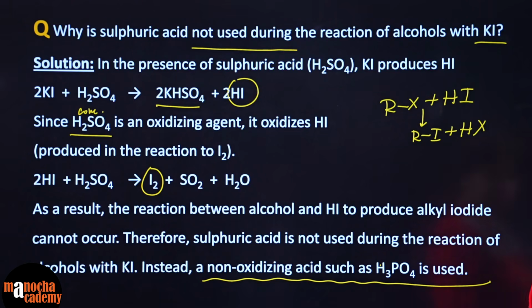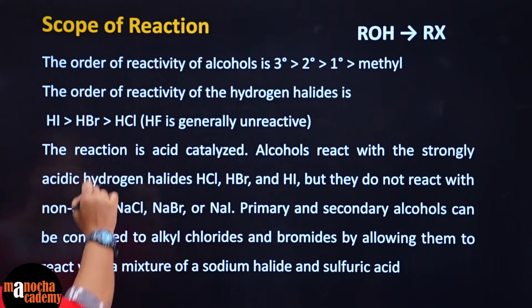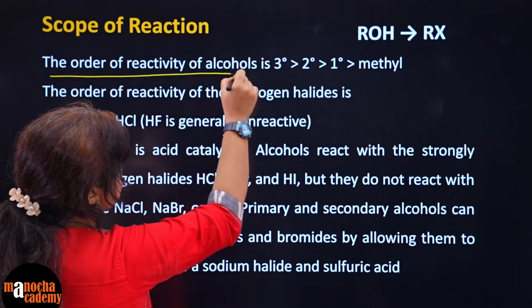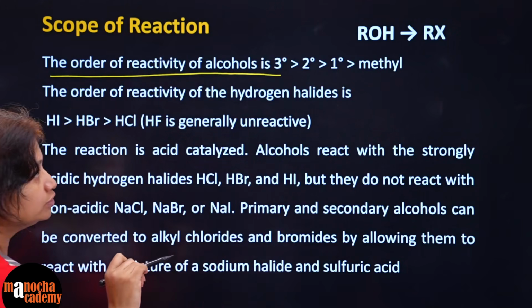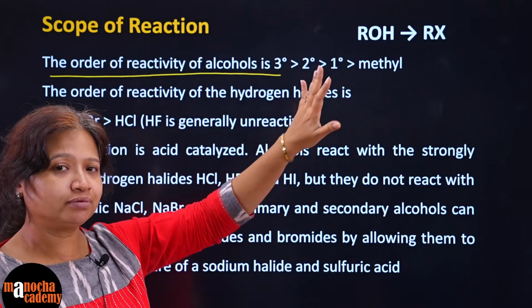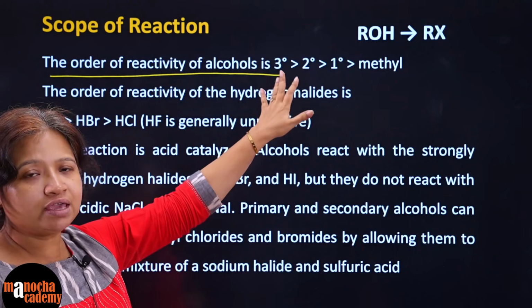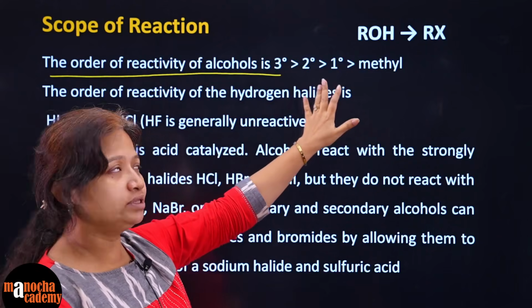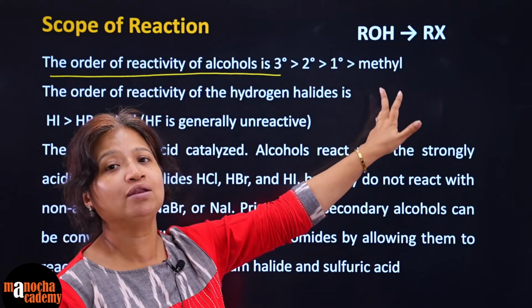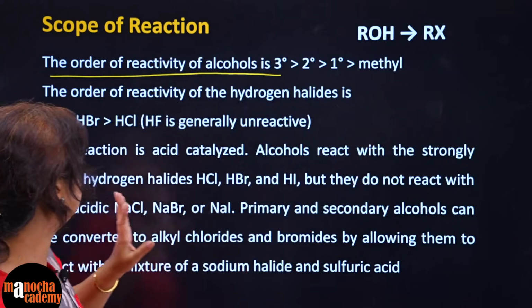Okay. Next, now we come to order. This is very important. Order of reactivity of alcohol, whose explanation I will give you once we do the alcohol chapter. Don't worry, now you just remember the order. 3 degree more than 2 degree, 2 degree more than 1 degree, and 1 degree more than simple methyl alcohol or methanol. Okay, that's the order.